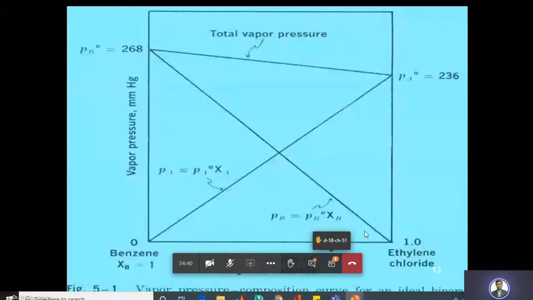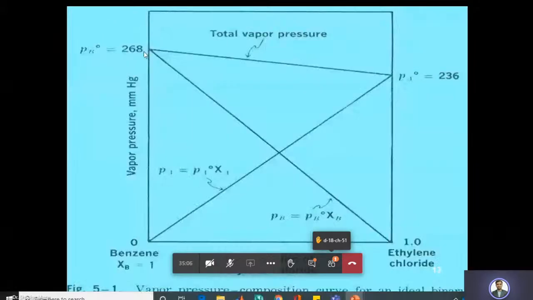Similarly, if you come to the other component, which is component B, here the mole fraction is 0. When mole fraction is 0, definitely its partial vapor pressure will be 0. Now if we go to the top left of that graph, we will find a value at the end of that graph, that is 268 mmHg.